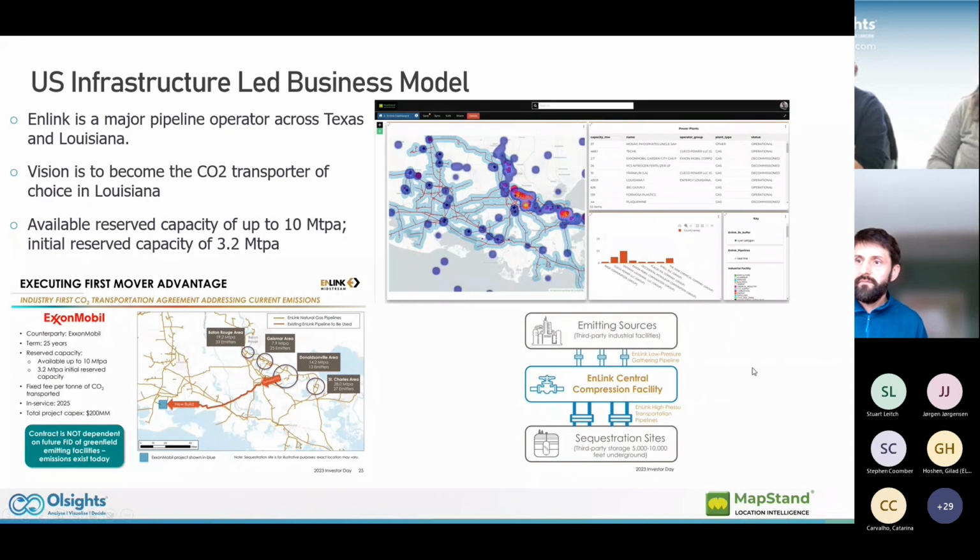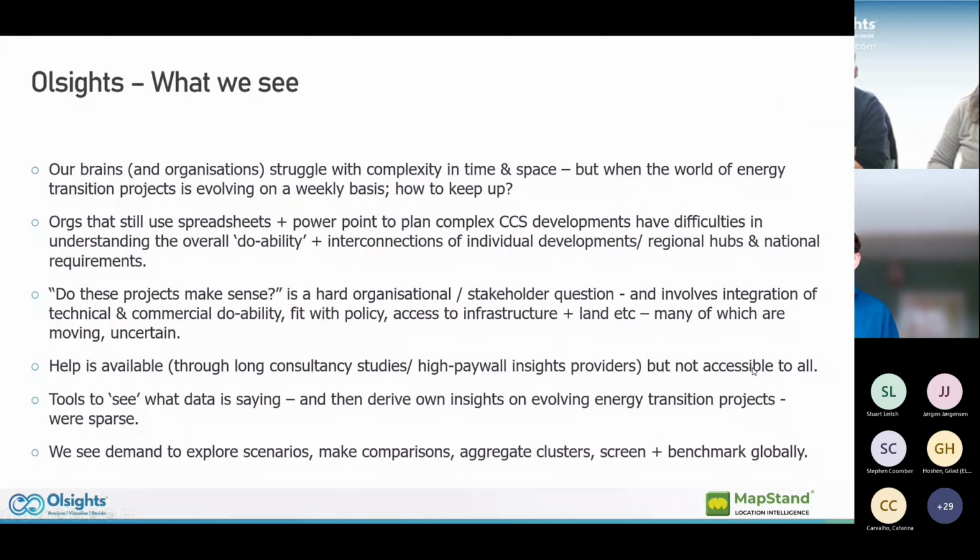Great, thank you, Francis. So I wanted to talk a little bit about some of the things that we see that are problematic to initiating, developing, and turning these kinds of things into real projects. So I'll go through them. Fundamentally, with this kind of complexity of information, spread across space but also different time horizons, people struggle with this anyway. Organizations often struggle with it. But when this stuff is changing pretty much on a weekly basis, it's really hard to keep up. So that's one of the challenges we're looking to address.